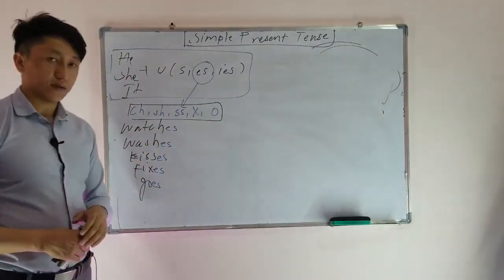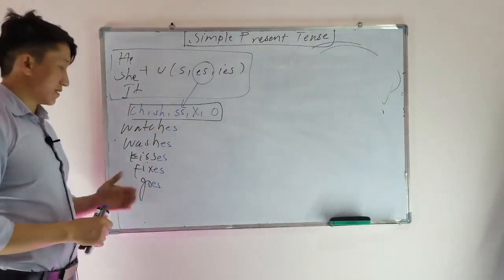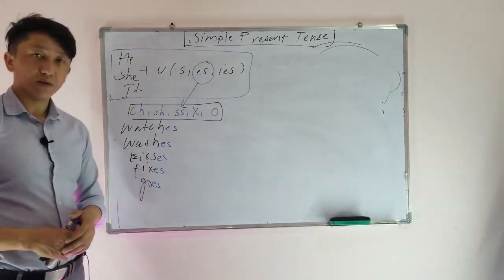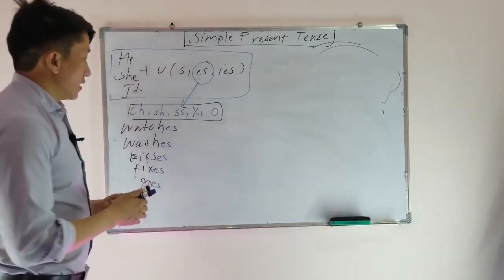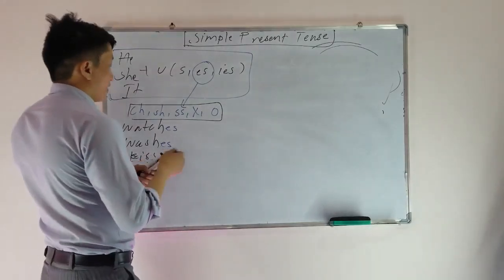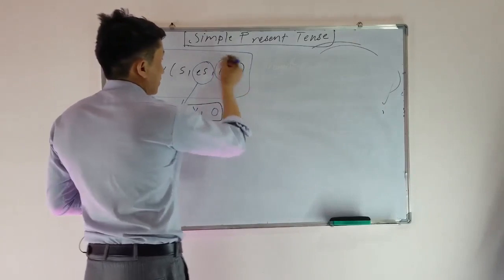This is not pronounced kiss-s. We have to pronounce it kisses. And this is not pronounced fix-s. How do you pronounce it? Fixes. And this is pronounced goes. Now, the other structure that we have is: when do we use ies?